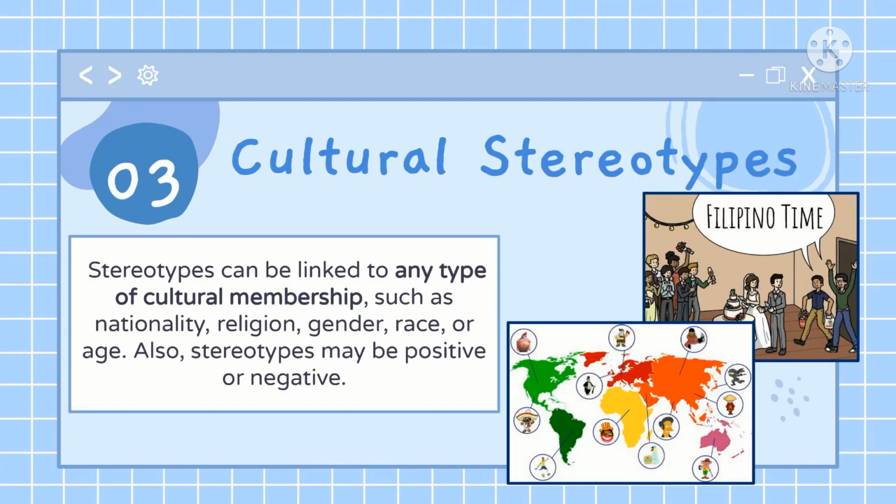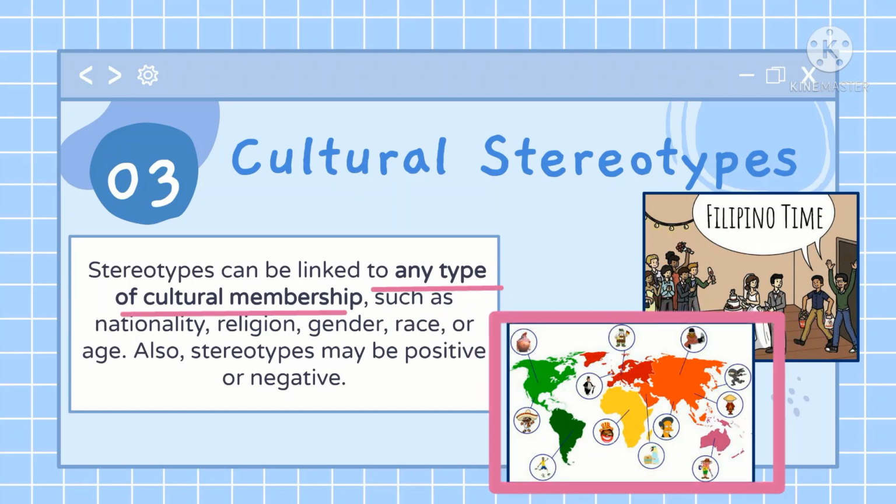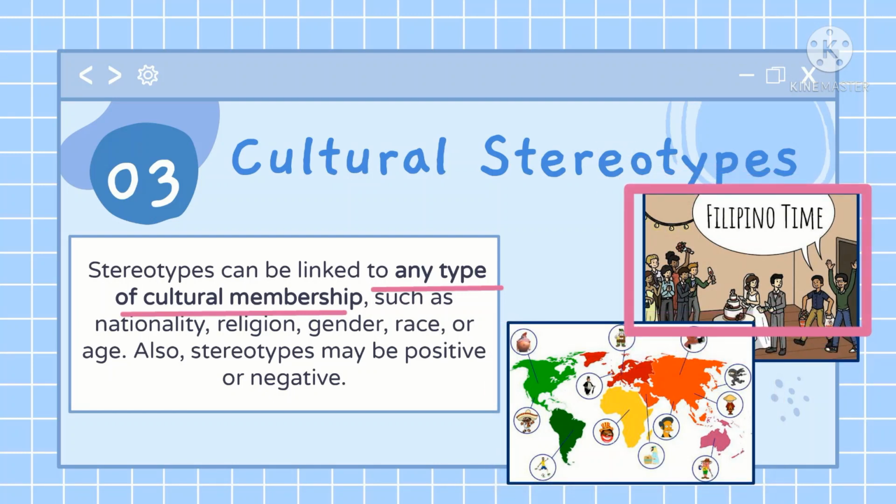Next is cultural stereotypes. Stereotypes can be linked to any type of cultural membership, such as nationality, religion, gender, race, or age. Also, stereotypes may be positive or negative. This means you are expected to act like this or have responsibilities because you are a member of this group. For example of a negative cultural stereotype is the Filipino time. They believe that Filipinos are always late in every meeting.